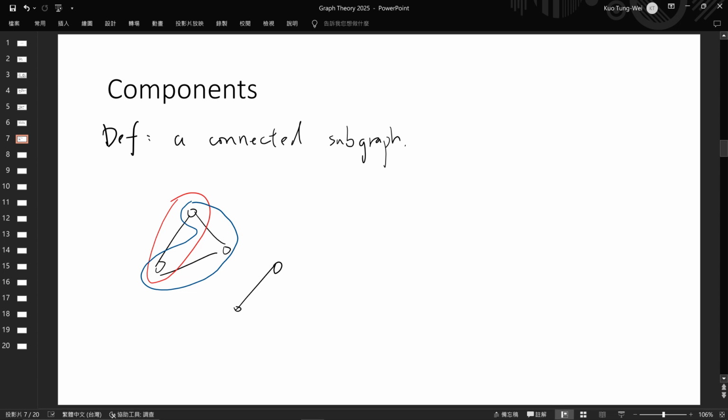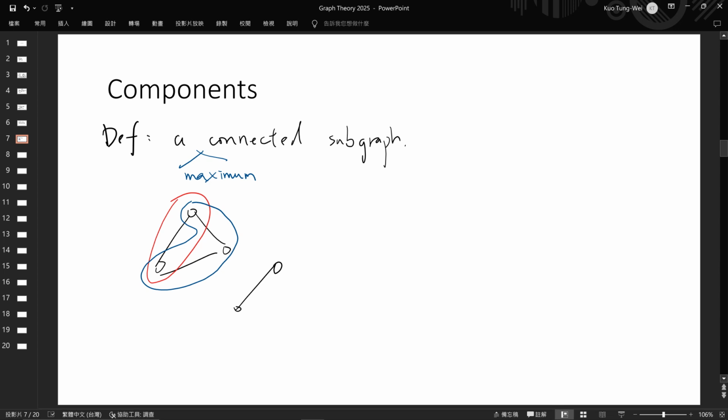Maximum, okay? All right, so what is a maximum connected subgraph? Can you elaborate on this maximum? The most number of vertices. Okay, so you want to have the most number of vertices in a subgraph, and it's connected, right.